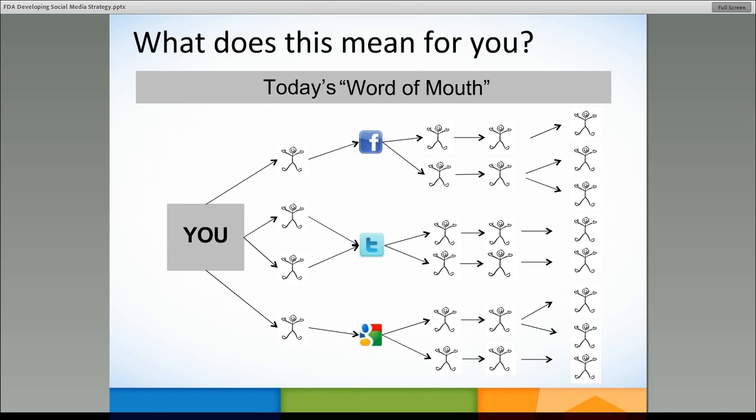Social media really is viral marketing at its best. There are so many people that you're getting in contact with via these sites that you would never have any type of connection with if it wasn't for social media. So it's a very, very powerful tool and a very, very strong tool.